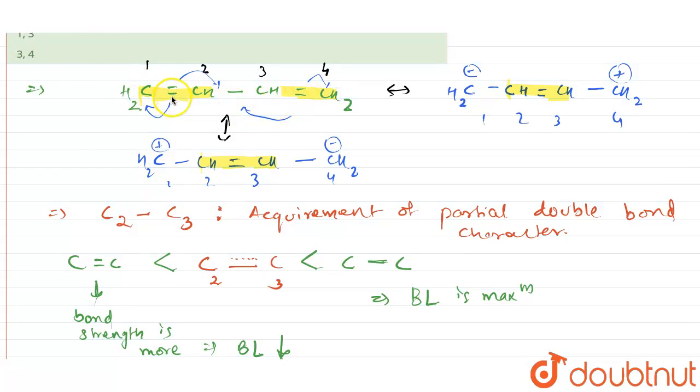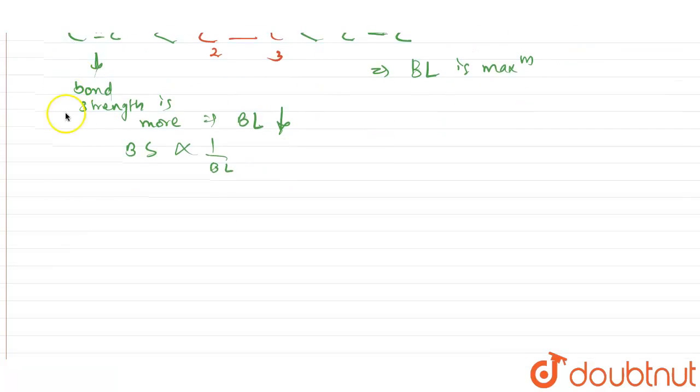Now, similarly, it is the case for carbon 1, carbon 2 and carbon 3, carbon 4. Why? Because again, the double bond has been shifted to this part, and there is single bond character achieved. The double bond which was here has lost its character. It has become now a single bond with a partial character of double bond.